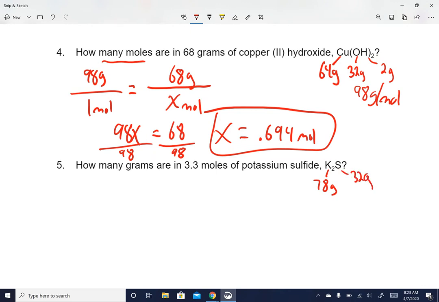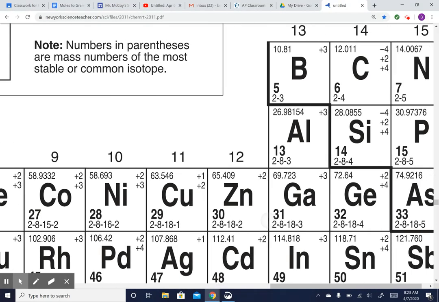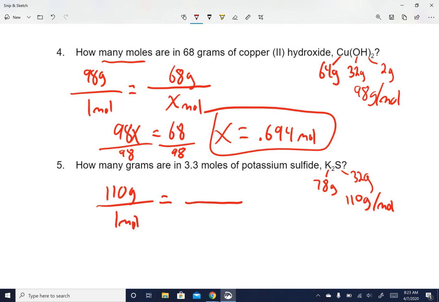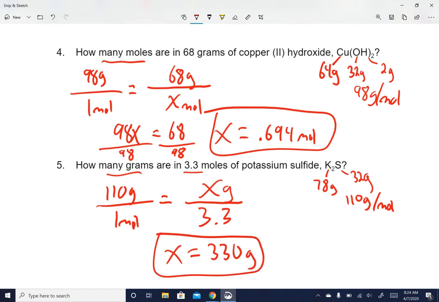Sulfur is 32 grams. So 78 plus 32, what's that, 100? No, 110. 110 grams per mole. That's the gram form of the mass of K2S, 32 plus 78. If we know there's 110 grams in 1 mole, then how many grams, X grams, in 3.3 moles? So X is 330 grams.